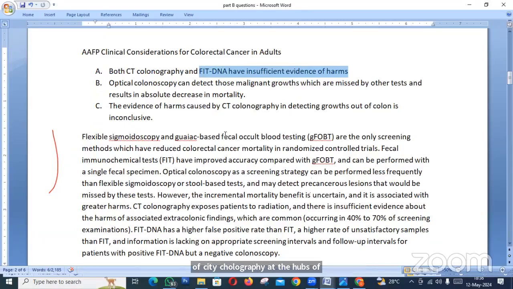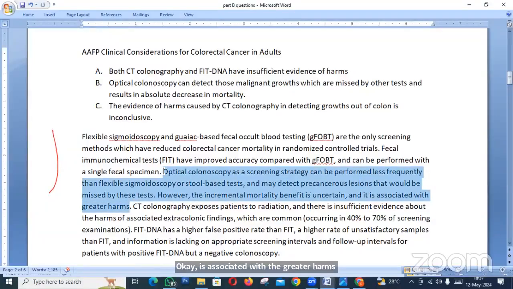Okay, so here the FIT. It is the last three sentences. From the beginning, they are given at two places. Last three. FIT DNA has a handful of, is associated with greater harms. Insufficient. CT colonoscopy, if both CT and FIT DNA.